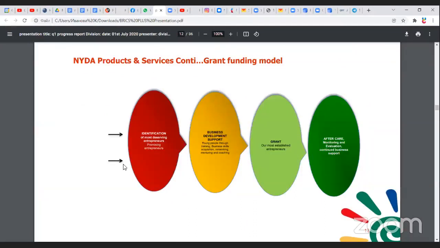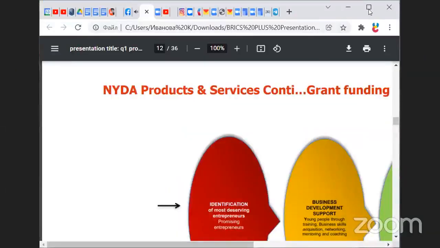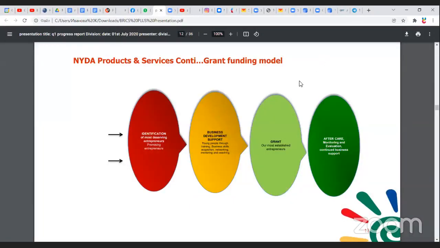So I was saying that the grant funding doesn't come only as grant funding. It's accompanied by a variety of services that we provide. As I've already indicated, we'll do the identification of the most deserving entrepreneurs, and then the business development support. This would be young people through training, business development skills acquisition, networking, mentoring, and coaching. And then from there, we'll provide the grant to those that deserve it more than anybody else.